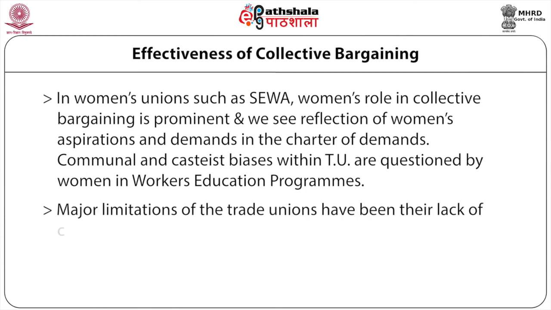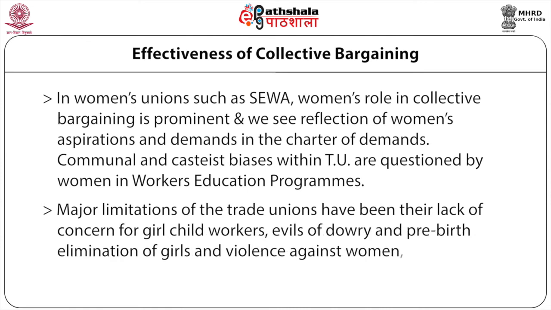The major limitations of trade unions have been their lack of concern for girl child workers. They have not done much for abolition of child workers. There are different child labor organizations working towards elimination of child labor, but the mainstream unions have not taken up the question of girl child labor or evils of dowry or pre-birth sex selective abortions or violence against women or sexual harassment at workplace.